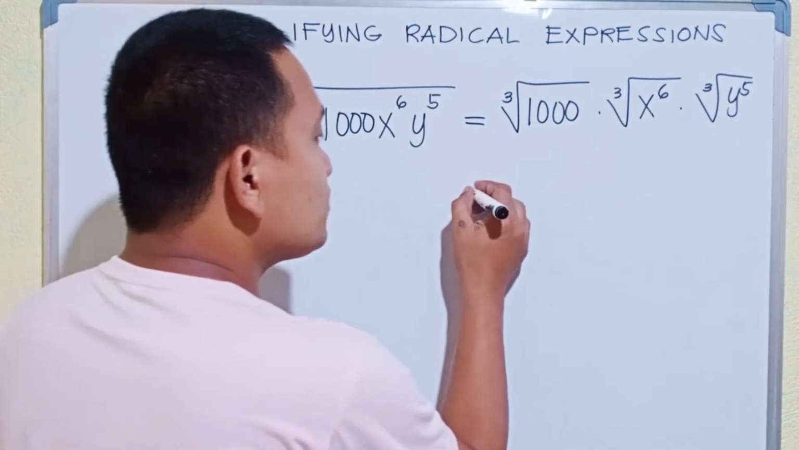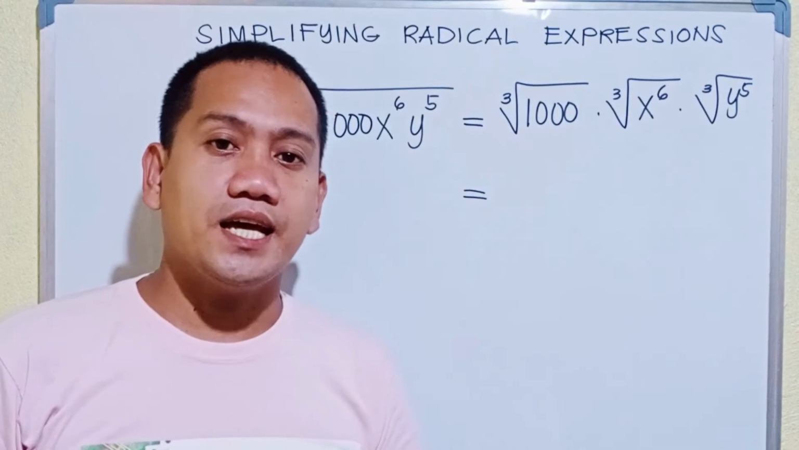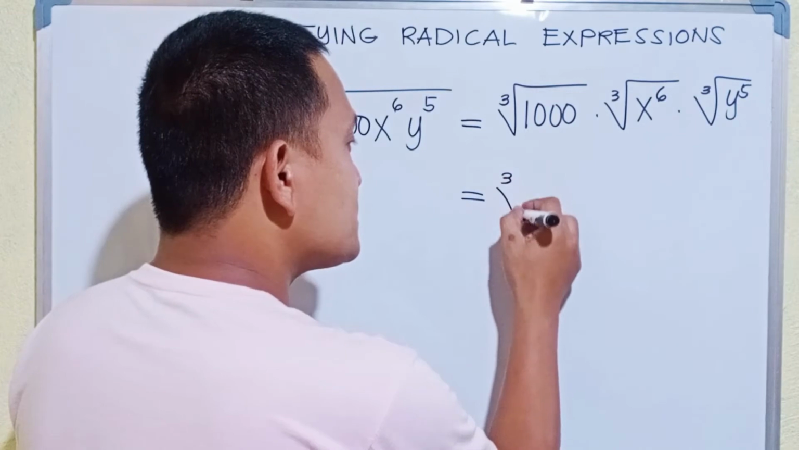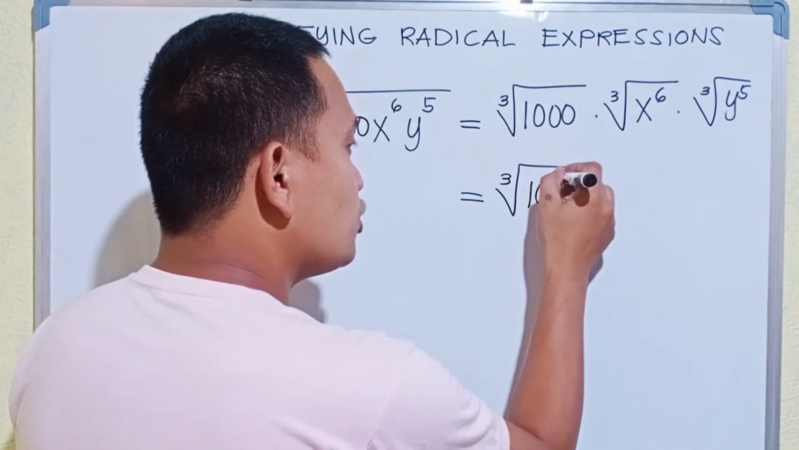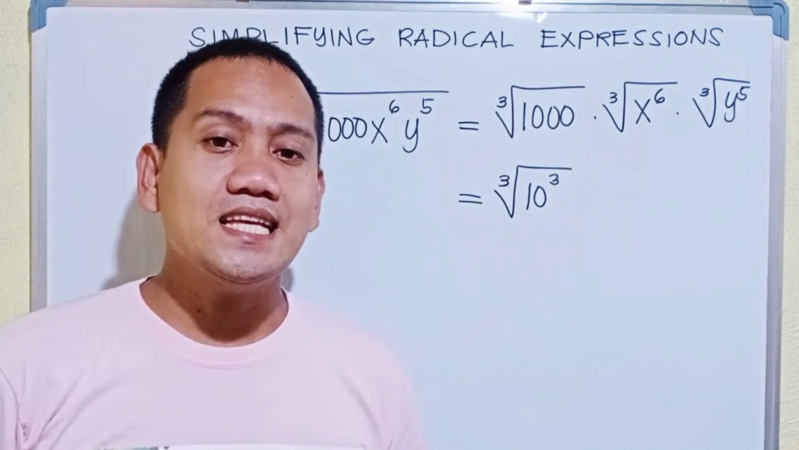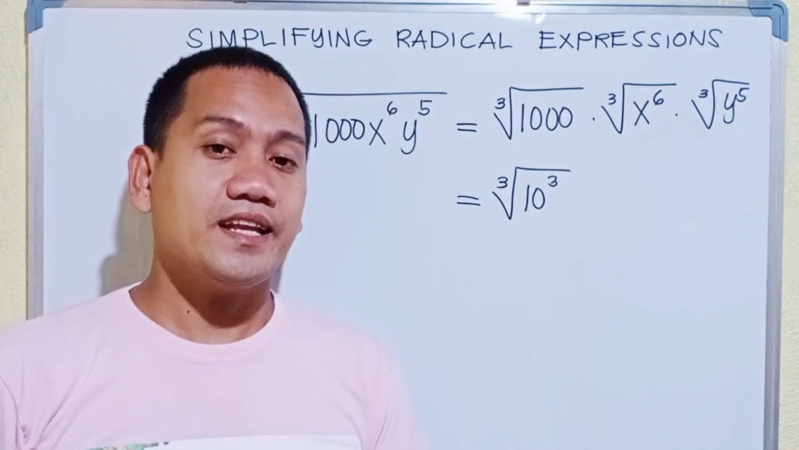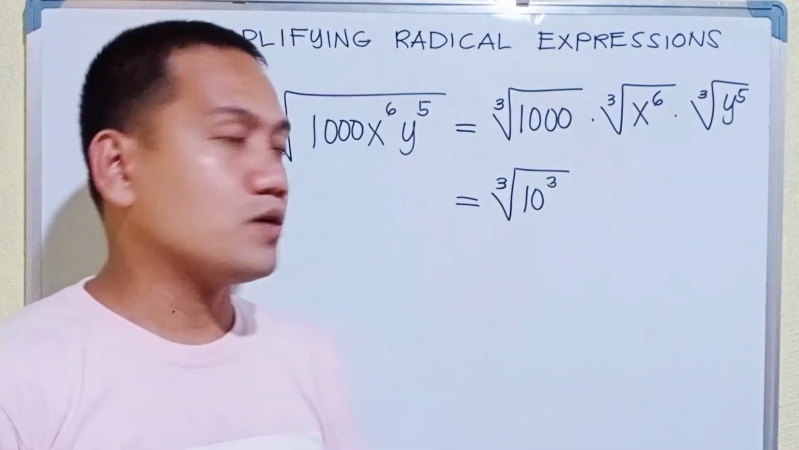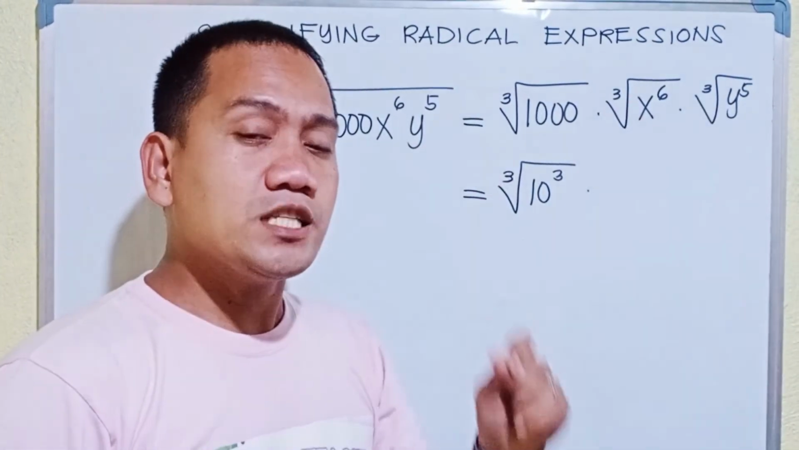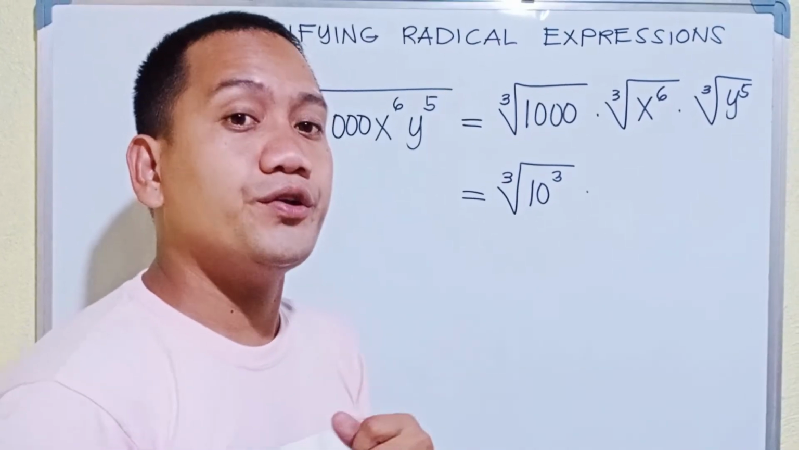Then, we can write 1000 in its exponential form since 1000 is a perfect cube. So we can write this one as 10 cubed. This means if we multiply 10 by itself 3 times, that leads us to 1000. So 10 times 10, that's 100, times 10, that is 1000. Likewise, we can also write x to the 6th in an exponential form applying power of a power, where it is raised to the 3rd power.